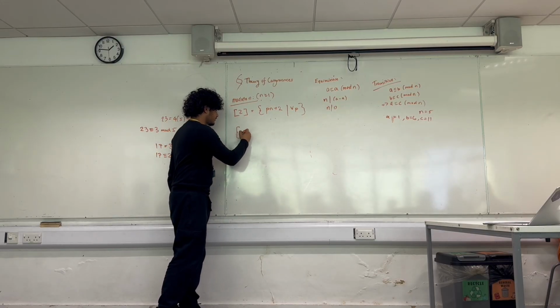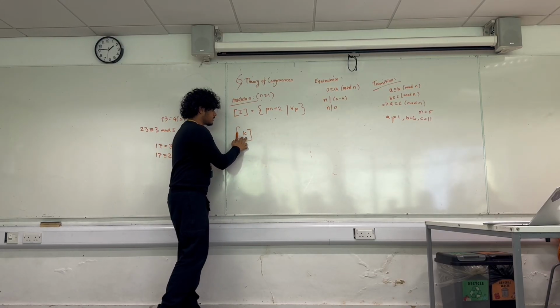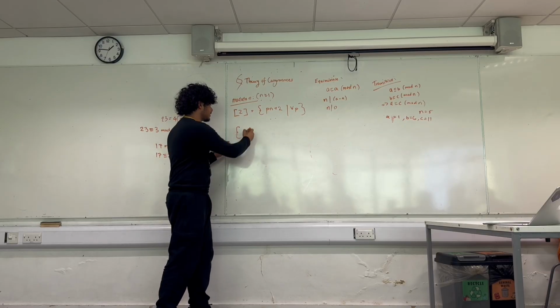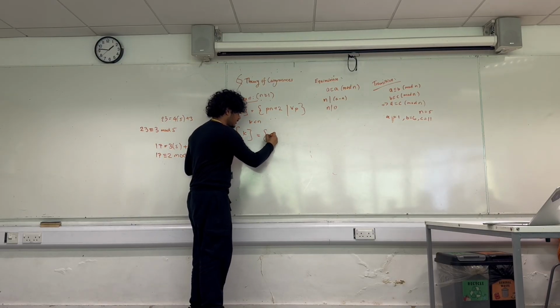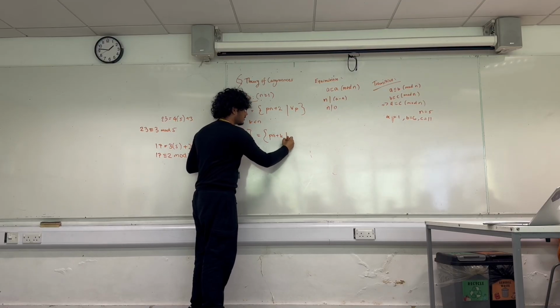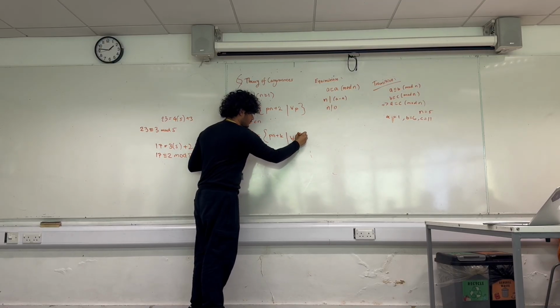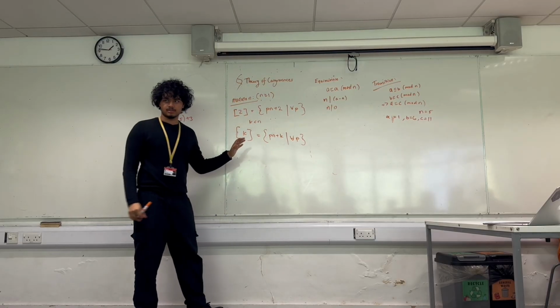Likewise, for some congruence class k, where k is less than n, this gives the form pn plus k for any p. Does this make sense?